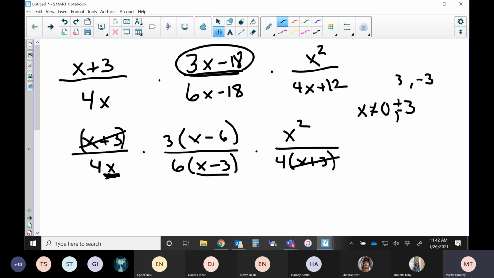This 3 cancels out with that 6, so this turns into a 1. This turns into a 2. Yeah, right?